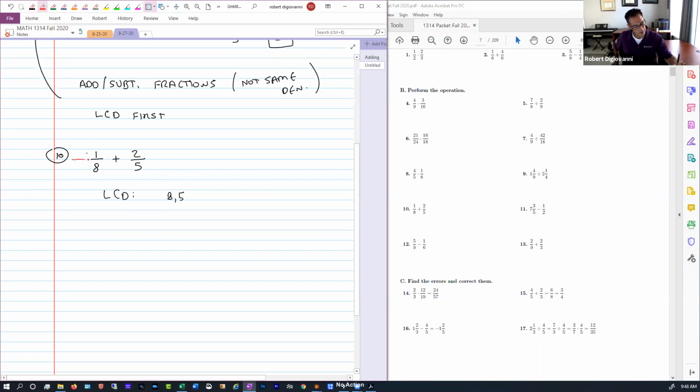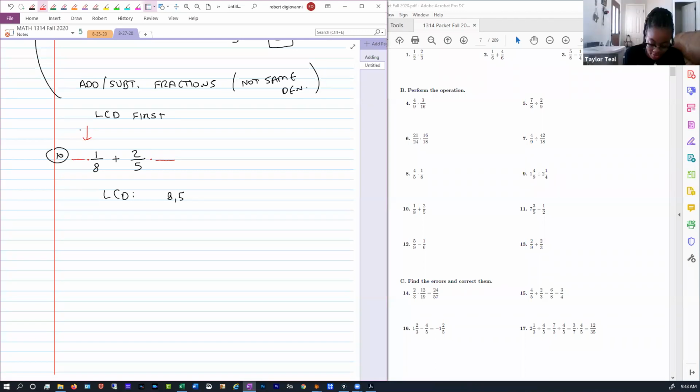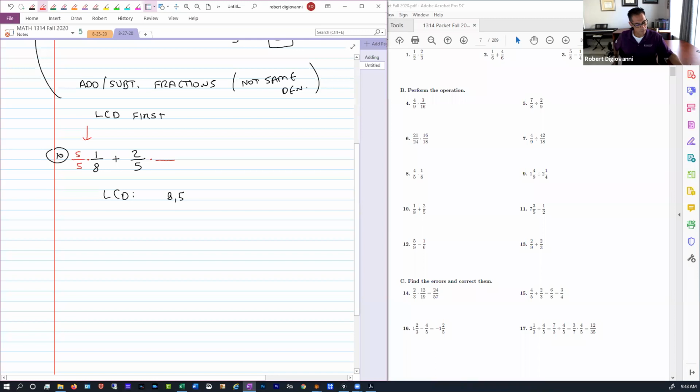Okay, so 40. So Taylor, if 40 is the LCD, then I'm going to have to multiply each of these fractions by something, right? So on this first fraction, 1/8, what am I going to have to multiply by top and bottom to create a 40? 5. 5, okay, so 5 here, 5 here. And then what about the other one? 8. 8, so 8 and 8. Okay, good, Taylor. You were off the hook.